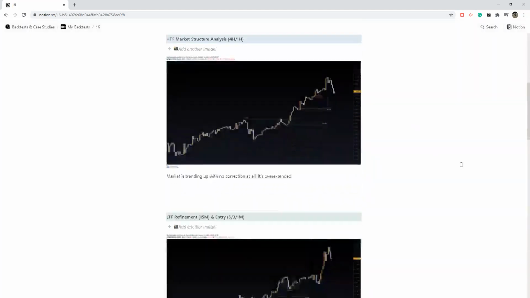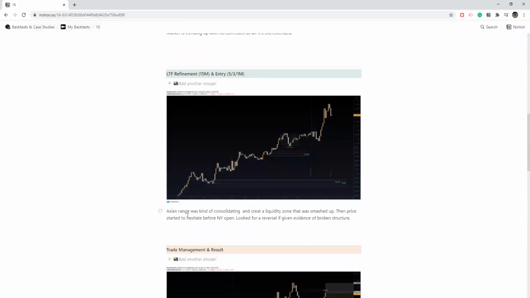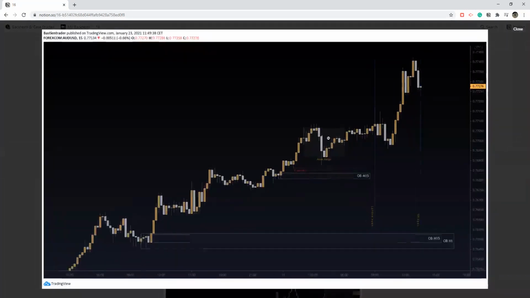Let's see what you're actually looking for. Asia range was kind of consolidating and created a liquidity zone that was smashed up. Yes, this was a way too huge smash to the upside. So again, Asian session right there, the market consolidated. You had a little fake right there, maybe a little fake right here, but then it pulled back, didn't break out of your zone, which I really like.